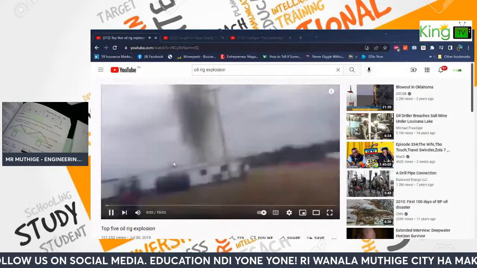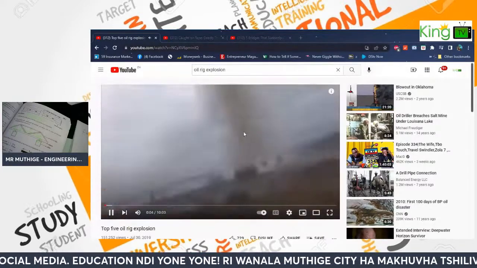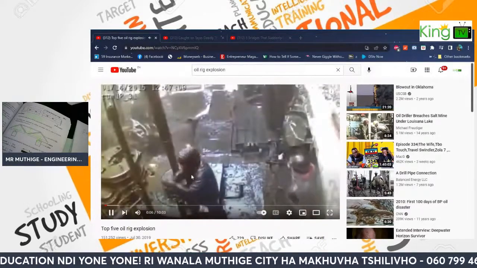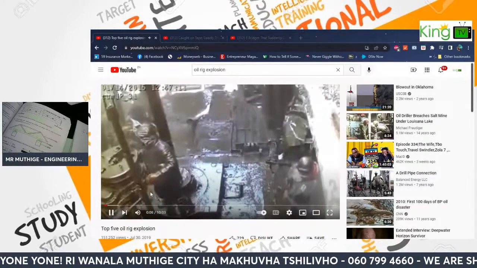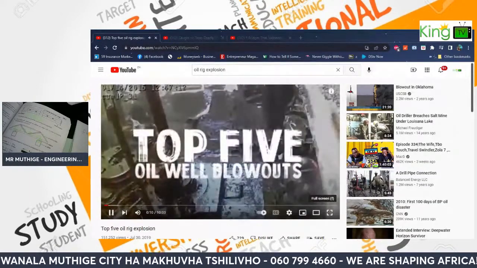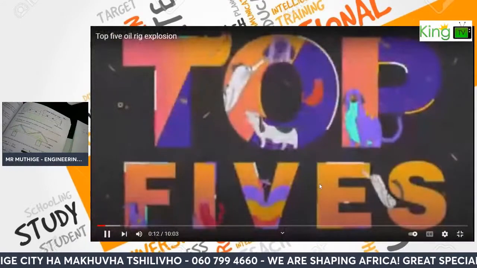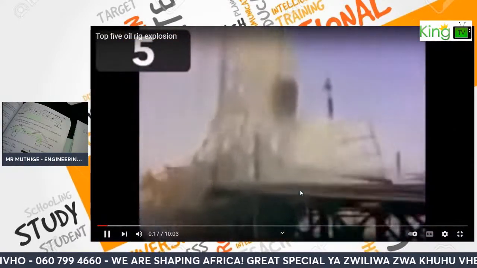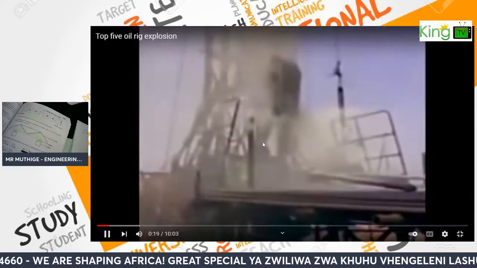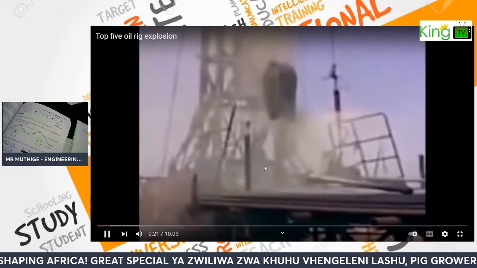Sometimes a blowout occurs, which is an uncontrolled release of oil and gas. Today's video is on the top 5 oil well blowouts. Number 5. A small oil well blows. After discovering an underground lake of oil, workers now must seal this hole quickly so they don't lose the valuable resource.